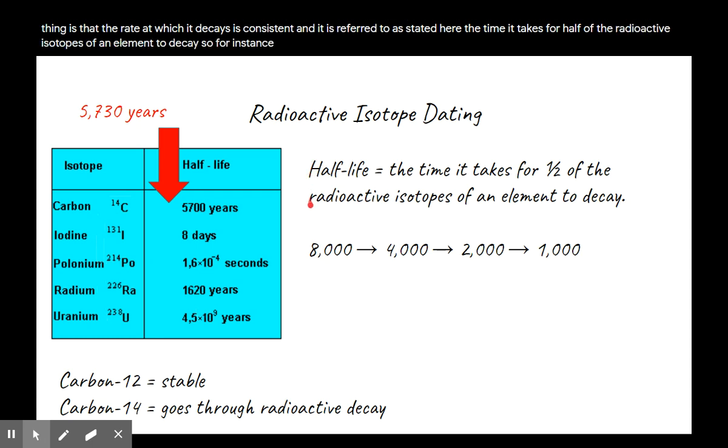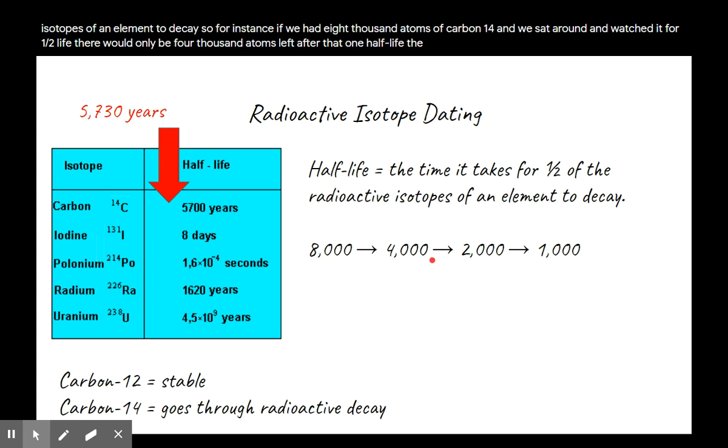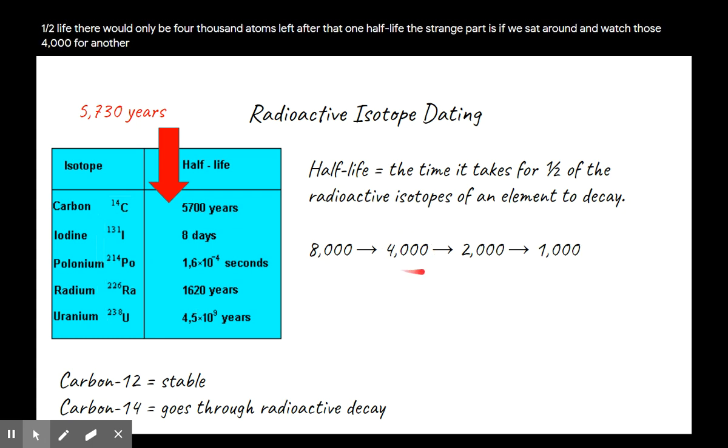So for instance, if we had 8,000 atoms of carbon-14 and we sat around and watched it for one half-life, there would only be 4,000 atoms left after that one half-life. The strange part is, if we sat around and watched those 4,000 for another half-life, there would only be 2,000 left. In other words, it would continue to divide itself in half, and then after that, 1,000.